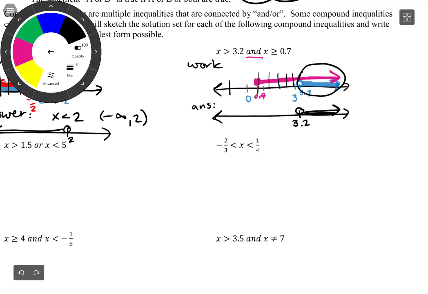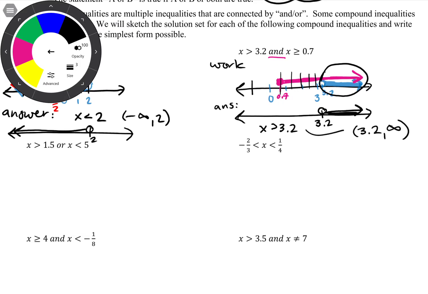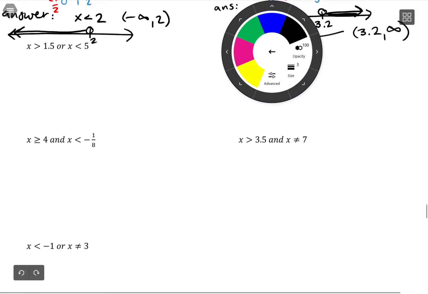And that means that we don't really need the greater than or equal to 0.7 at all in order to make those both true. We just have to make sure that x is greater than 3.2, or we can say anything from 3.2 to infinity. And that's going to be our solution. Okay, so and is overlap, or is both of the two smushed together. Or seems a little harder to word, but hopefully it won't give you too much trouble.